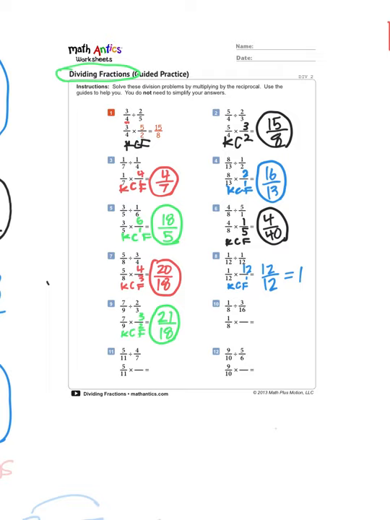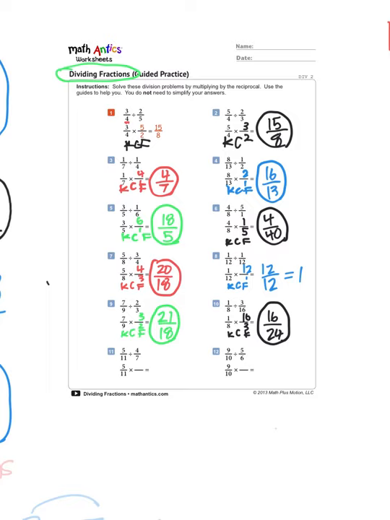All right, moving on to number 10, 1/8 divided by 3/16. I'm going to keep 1/8. I'm going to change division to multiplication, and I'm going to find the reciprocal of 3/16, which is 16/3. Once I multiply, I have 16/24 as my final answer.